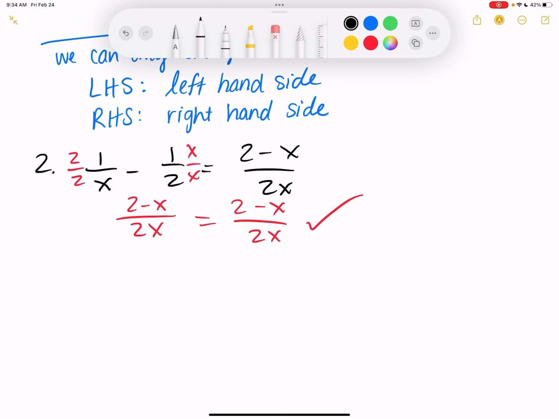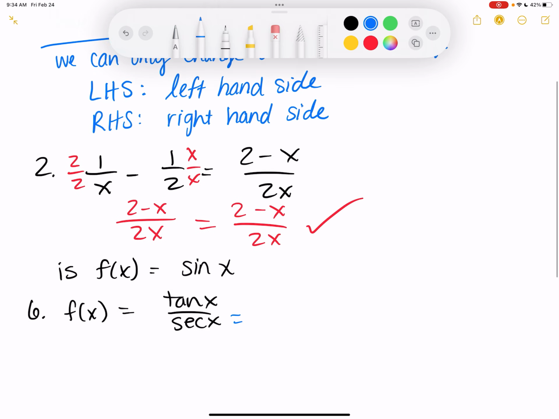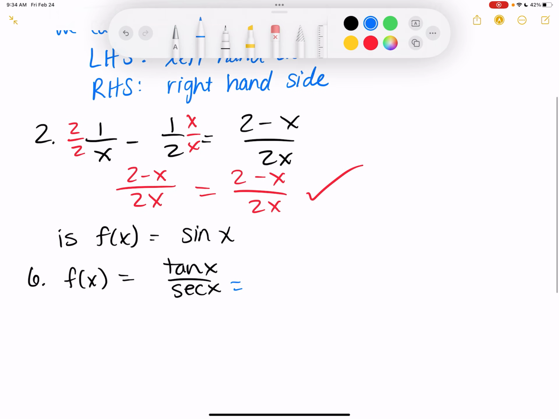All right. Tell whether or not f of x is equal to sine x is an identity. So basically is f of x equal to sine of x for these problems. So number 6. F of x is equal to tangent of x over secant of x. So I want to rewrite, because in theory they want it to be equal to sine of x, or I'm trying to show if it is.